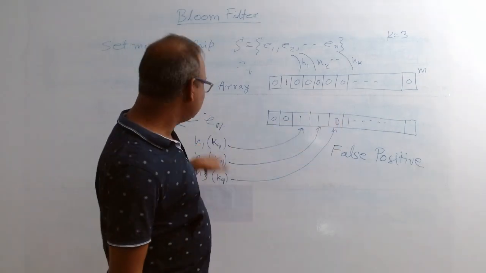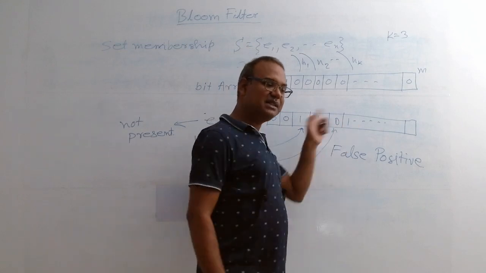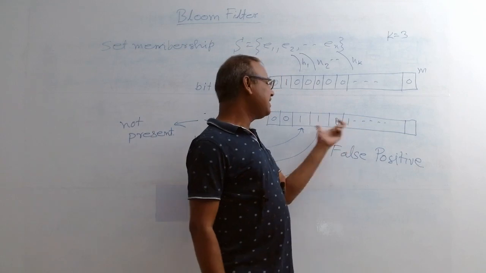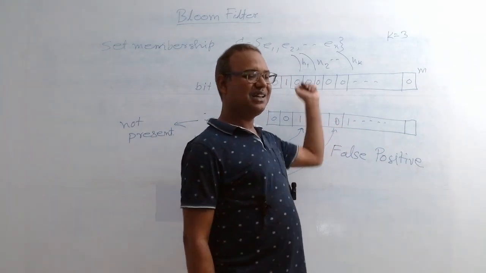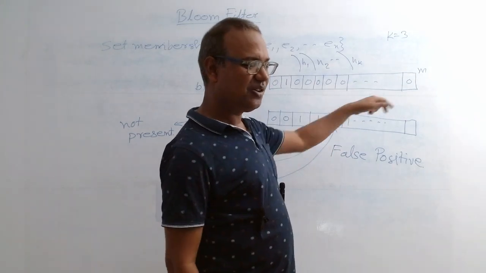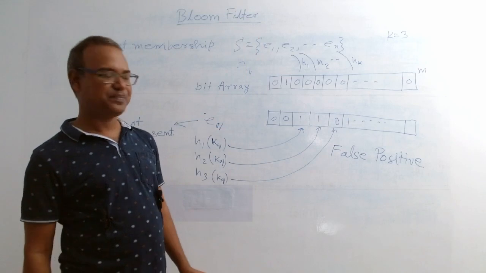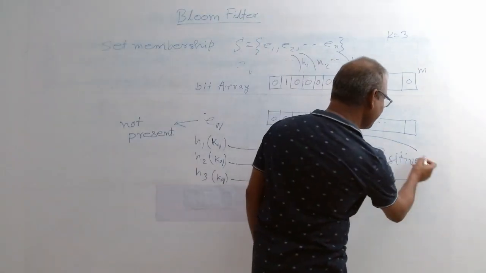But if all the positions are 1, it does not guarantee that the element is present. The element may not be present, but all the positions may have become 1 due to the insertion of some other values. That scenario may happen, and that is called a false positive.